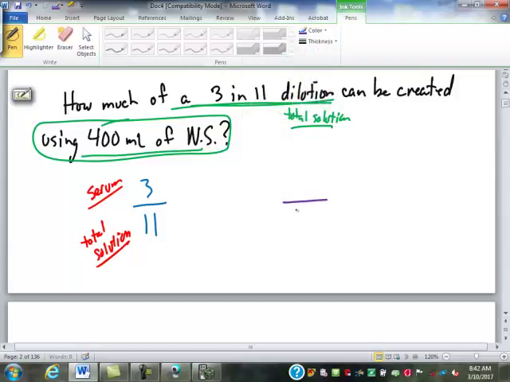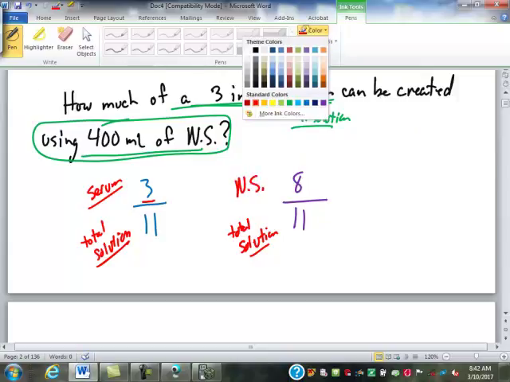So the total is going to stay the same, the 11. How much saline is there? How many parts saline? 8. Very good. So we kept the total solution of 11 parts. And of those 11 parts, 3 parts were serum. So the other 8 parts, 11 minus 3, must be saline.